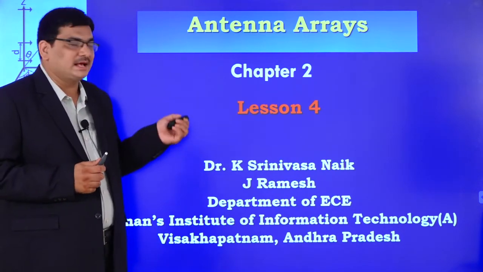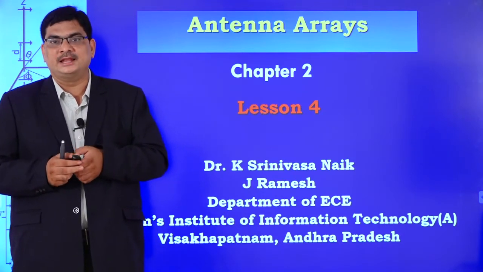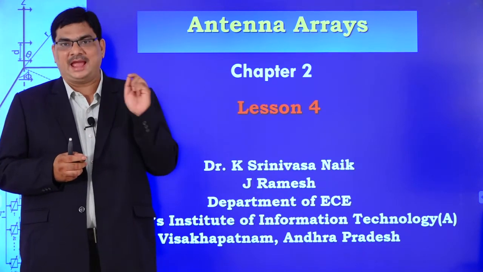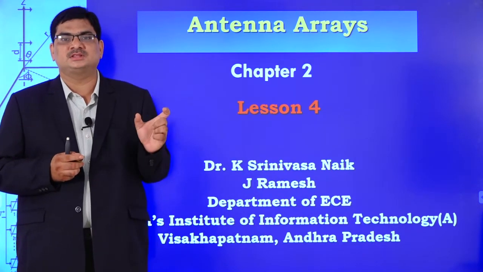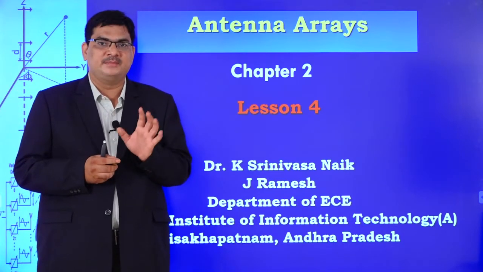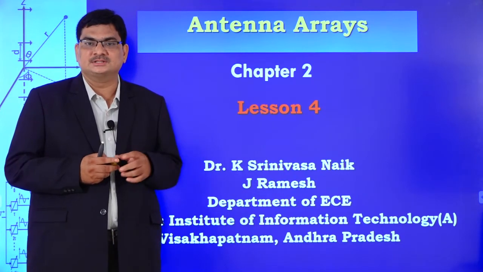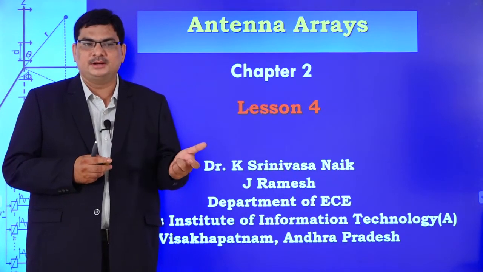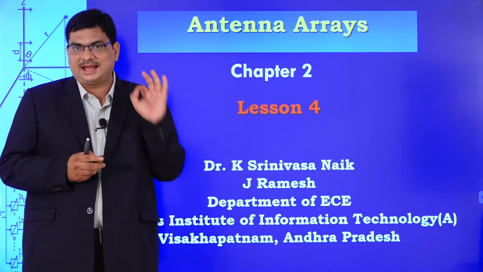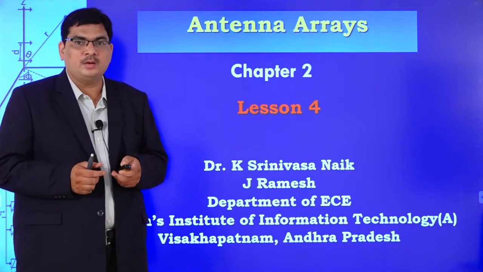In the previous class we discussed the n element uniform linear array. An n element uniform linear array means there are n antennas placed with uniform spacing, that means the spacing between the elements is the same and all are identical elements. Suppose we are taking one dipole element, all the n elements have the same characteristics. That is why it is called an n element uniform array.